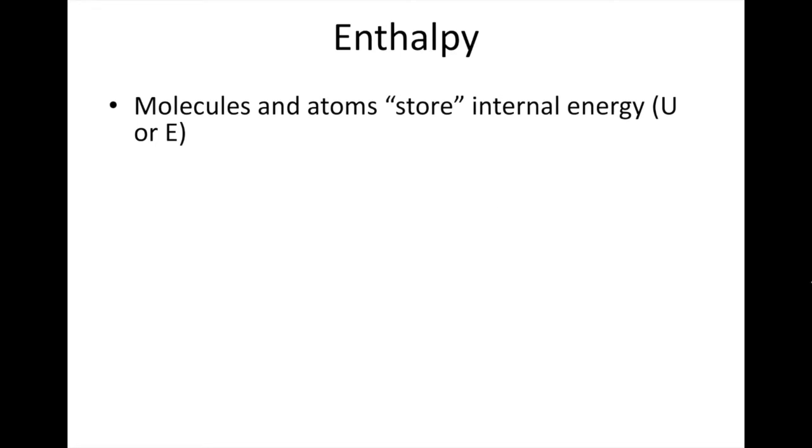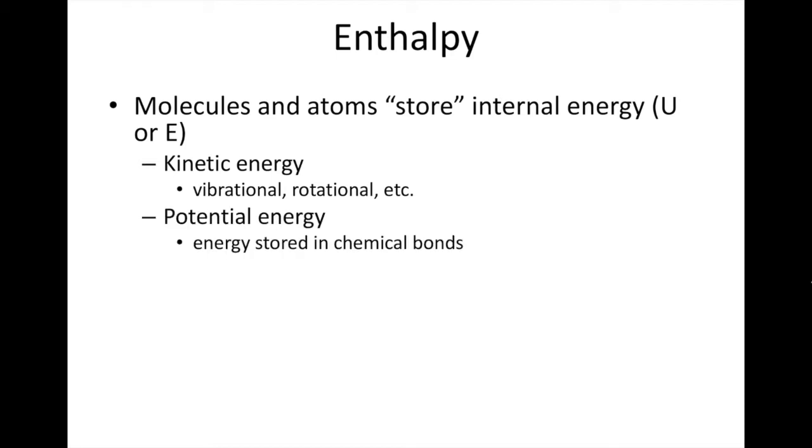So first, let's start with a little bit of a discussion about molecules and internal energy. Molecules and atoms have internal energy stored inside of them. There's energy in there, and that energy can be in the form of kinetic energy. The chemical bonds in the molecule can be vibrating. There's rotational energy as the molecules move around. There's also potential energy that is stored in the chemical bonds. So the chemical bonds are holding the atoms together, and so therefore they can contain potential energy.